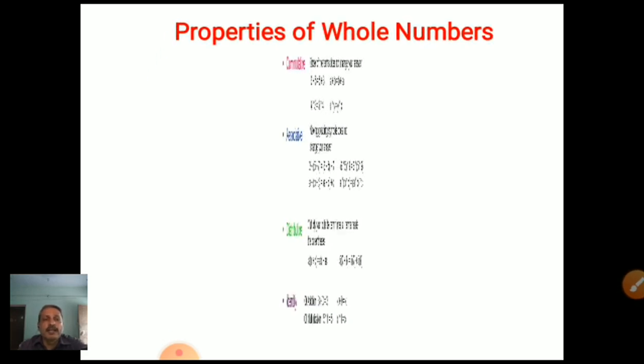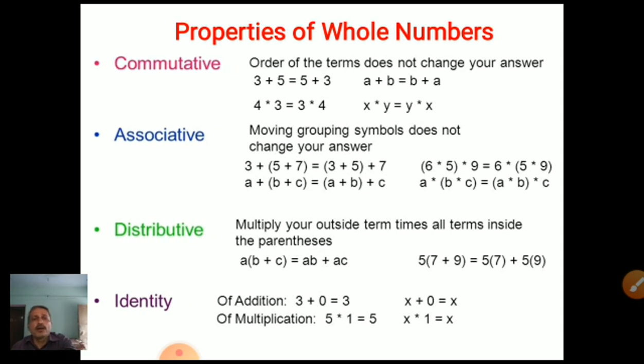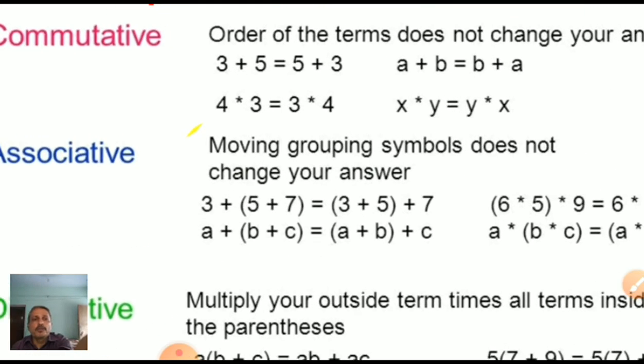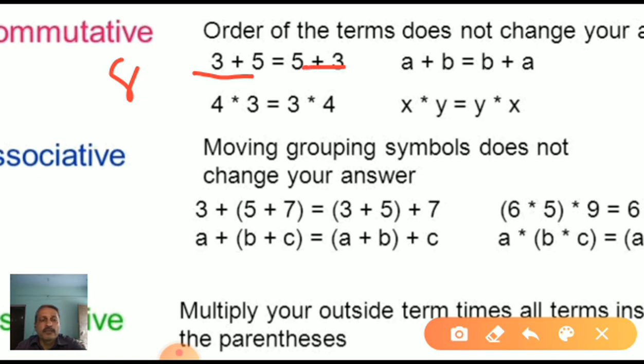Properties of whole numbers in detail we can see here. I want to discuss these things one by one. Commutative property. The order of the terms does not change your answer. Suppose here 3 plus 5, the answer is 8, or you can write 5 plus 3, which also gives 8. So in mathematical way we can define it like this: two numbers added in any order, A plus B, or B plus A.